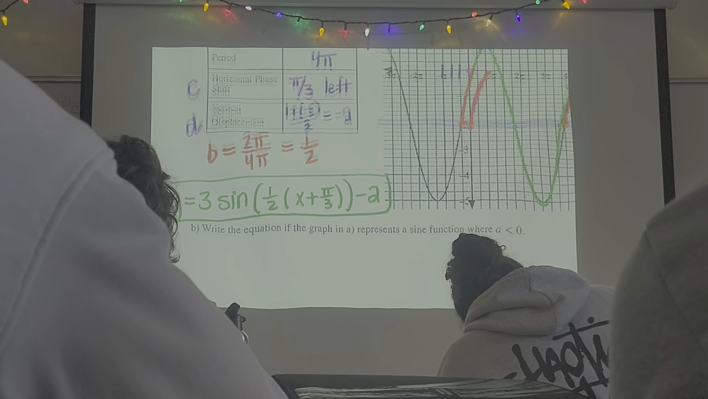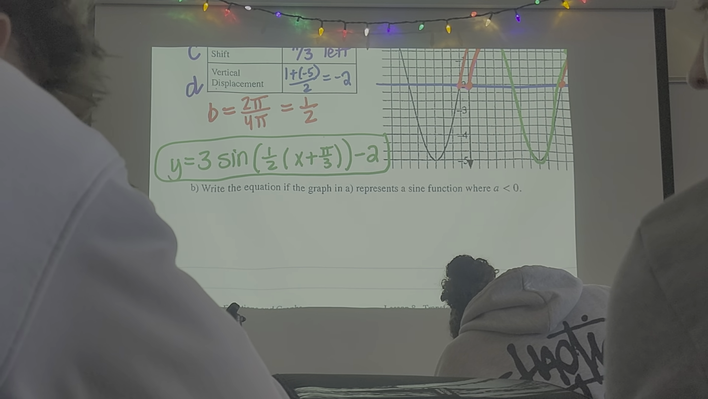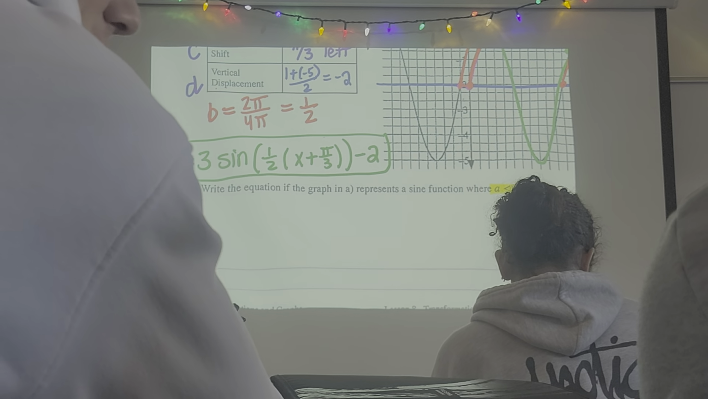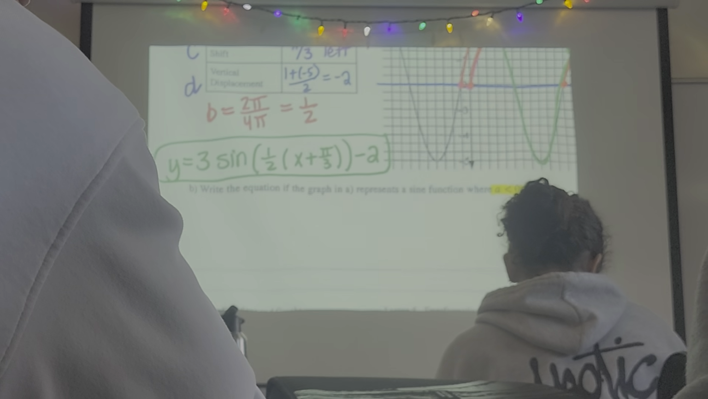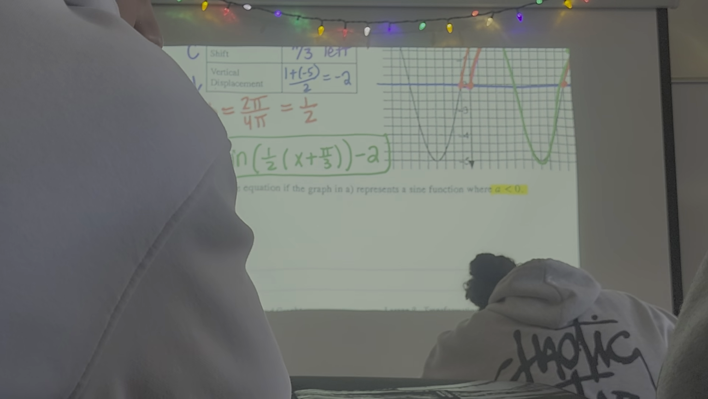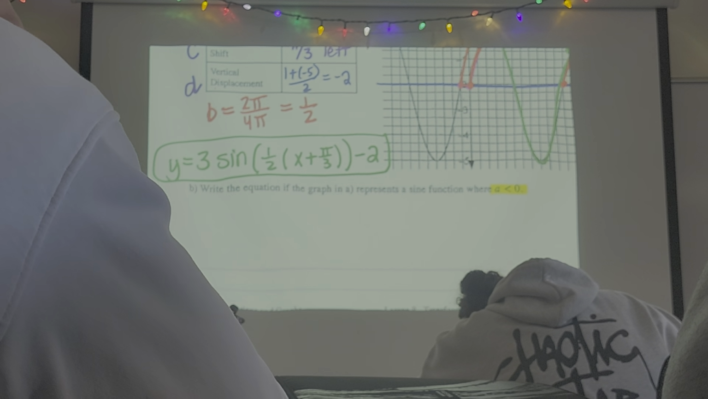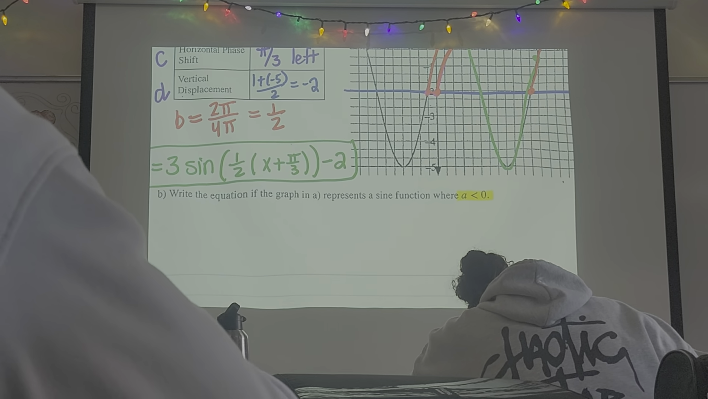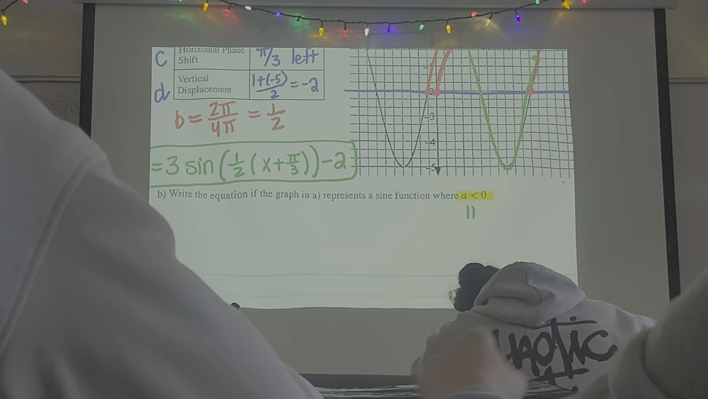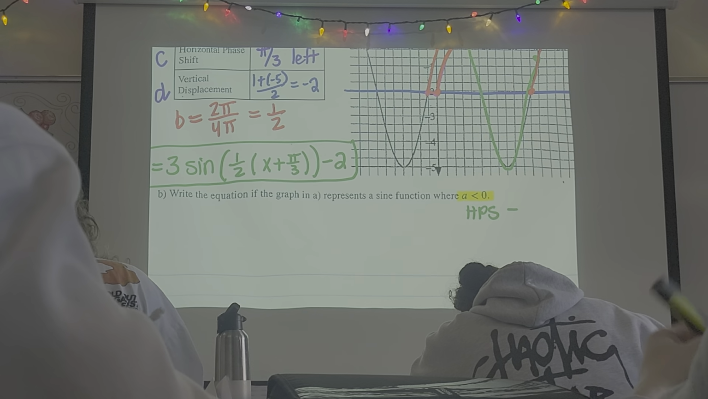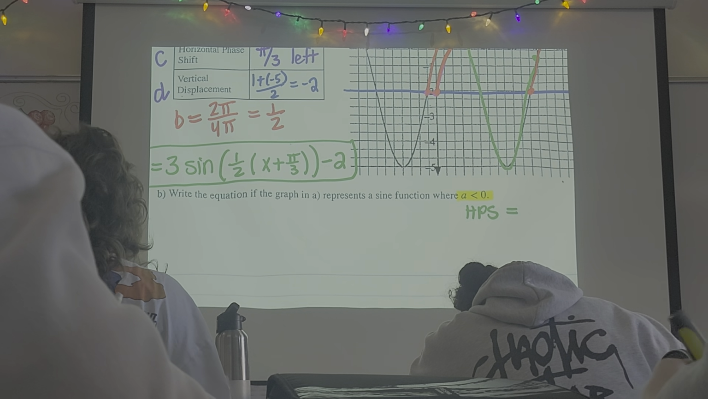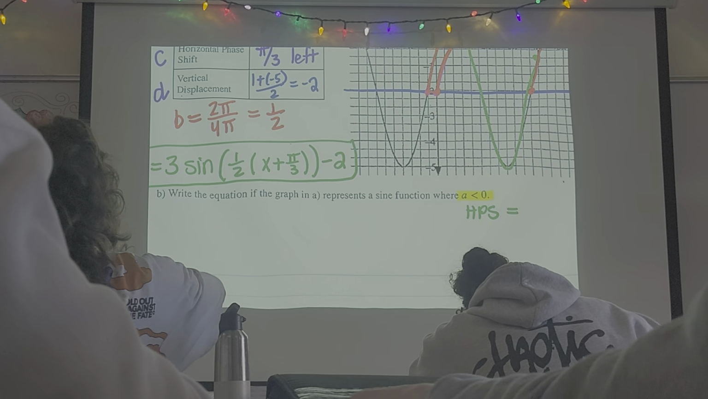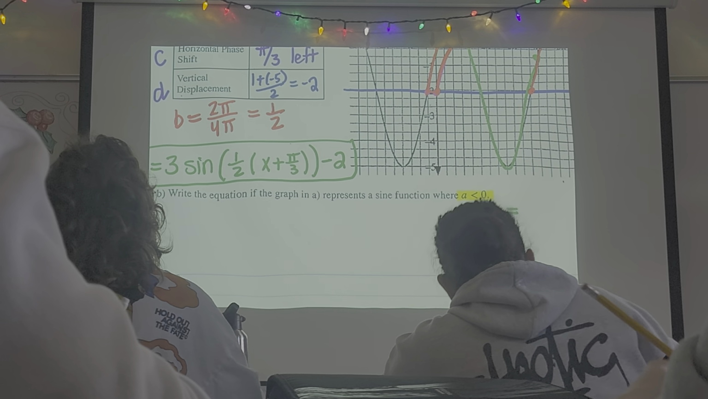Okay, part B though. What if I throw the reflection on you? What if A is less than 0? What if there's the reflection? The only thing that will change is our phase shift. So the only thing we have to figure out is our phase shift. Everything else will stay the same, but now our phase shift will be different.